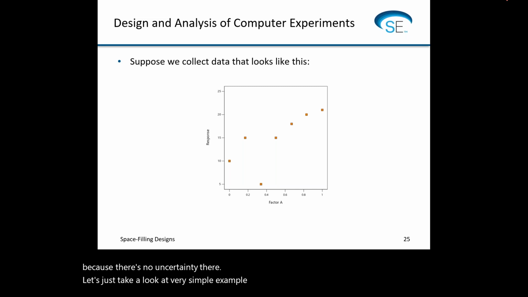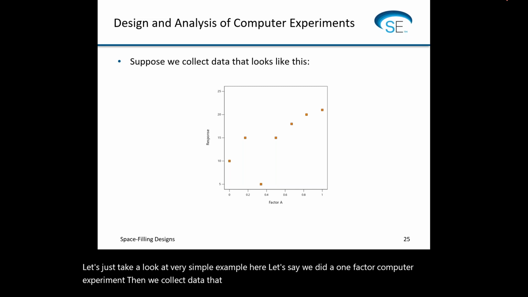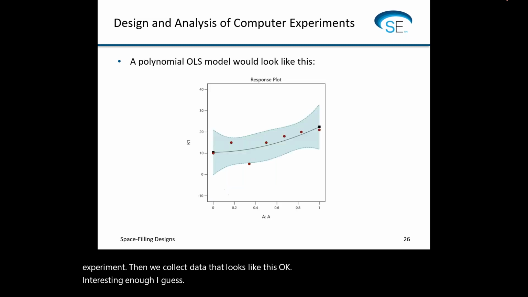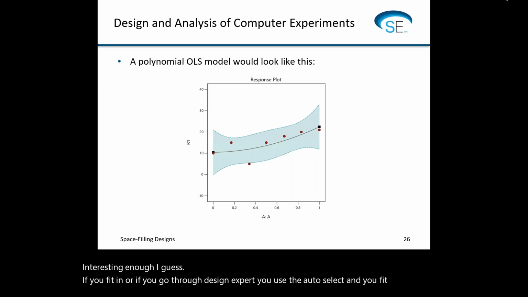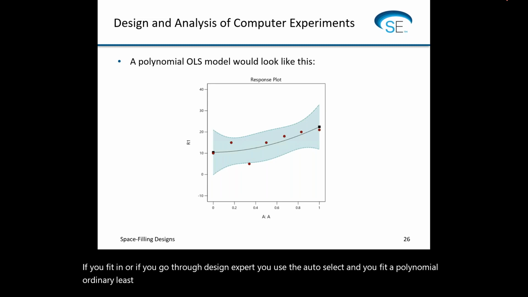Let's say we did a 1-factor computer experiment and we collect data that looks like this. Interestingly enough, if you go through Design Expert, you use the auto select and you fit a polynomial ordinary least squares model, it's going to look something like this.